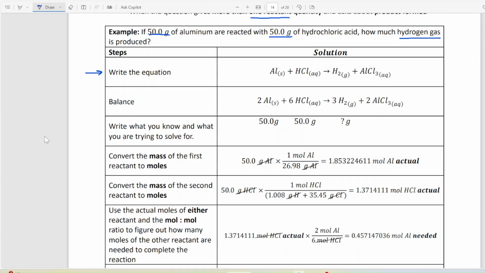I'm going to now balance it, right? So I got to check my coefficients. I've done all that work for you so that 2 aluminums and 6 hydrochloric acids produces 3 hydrogens, which is diatomic, and the 2 aluminum chlorides.